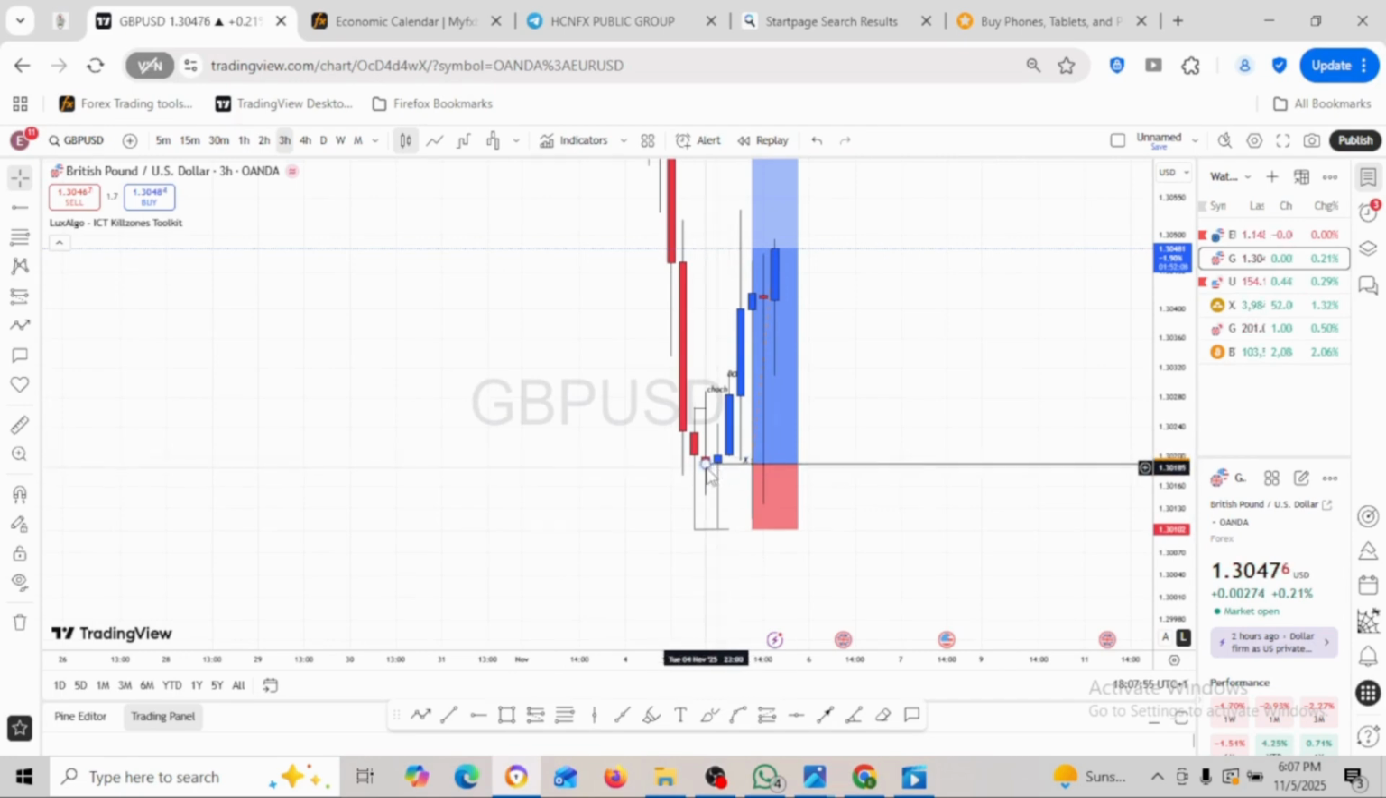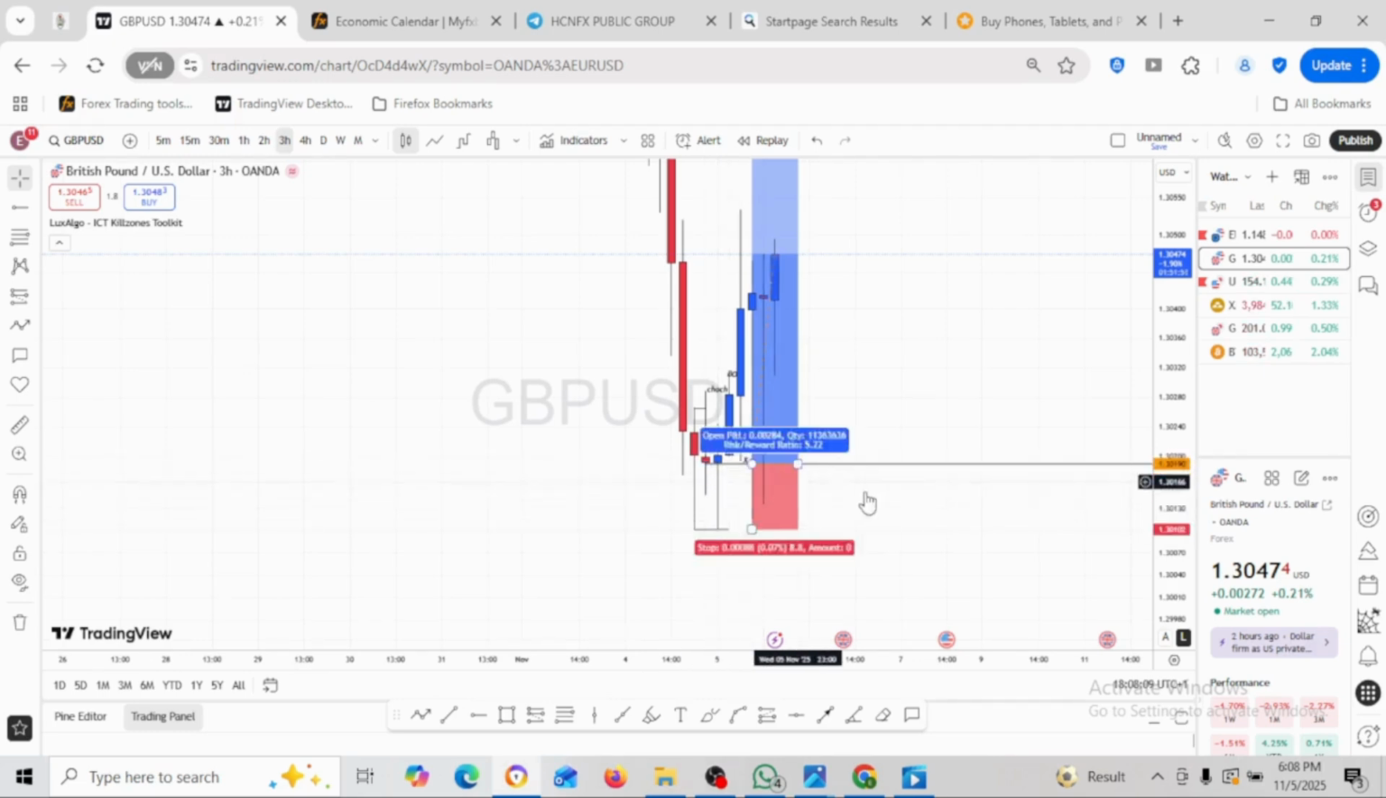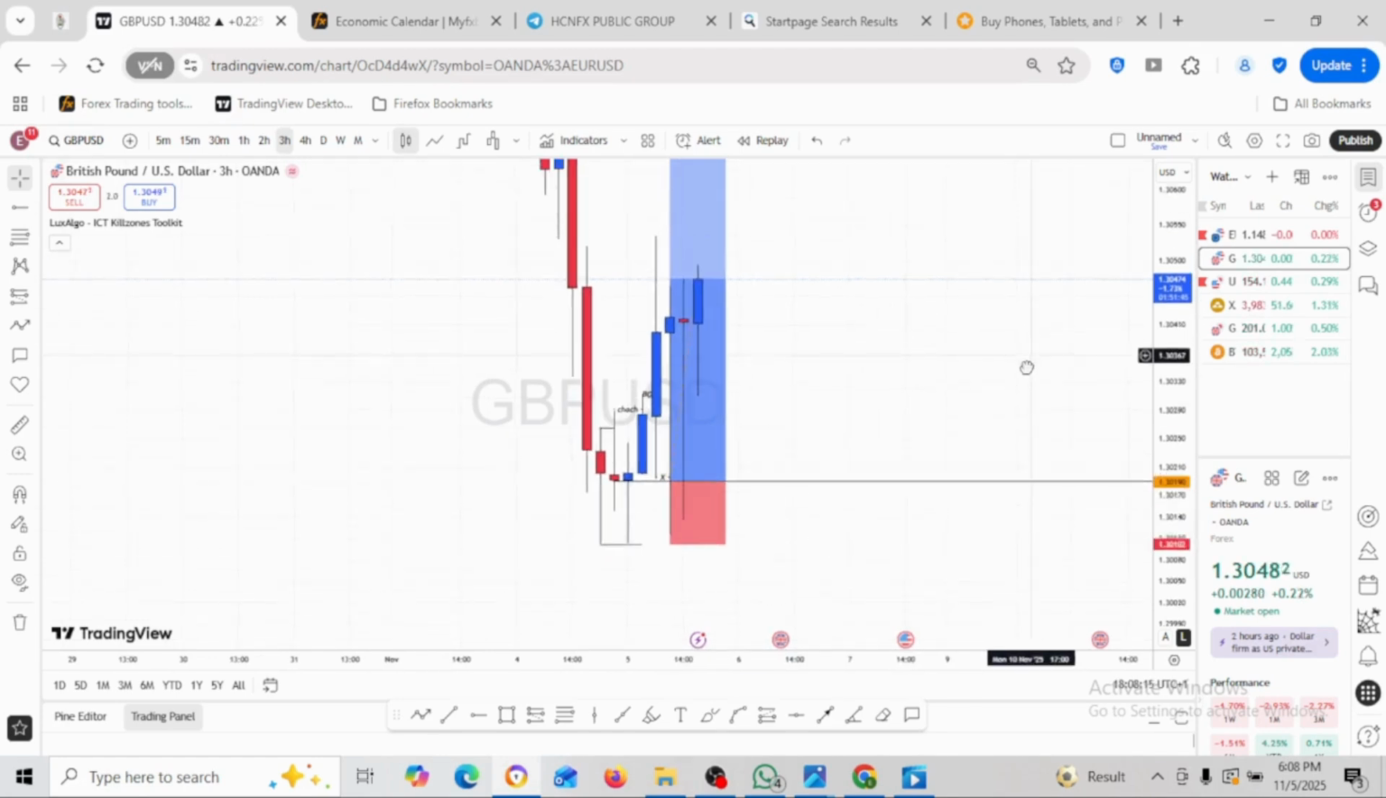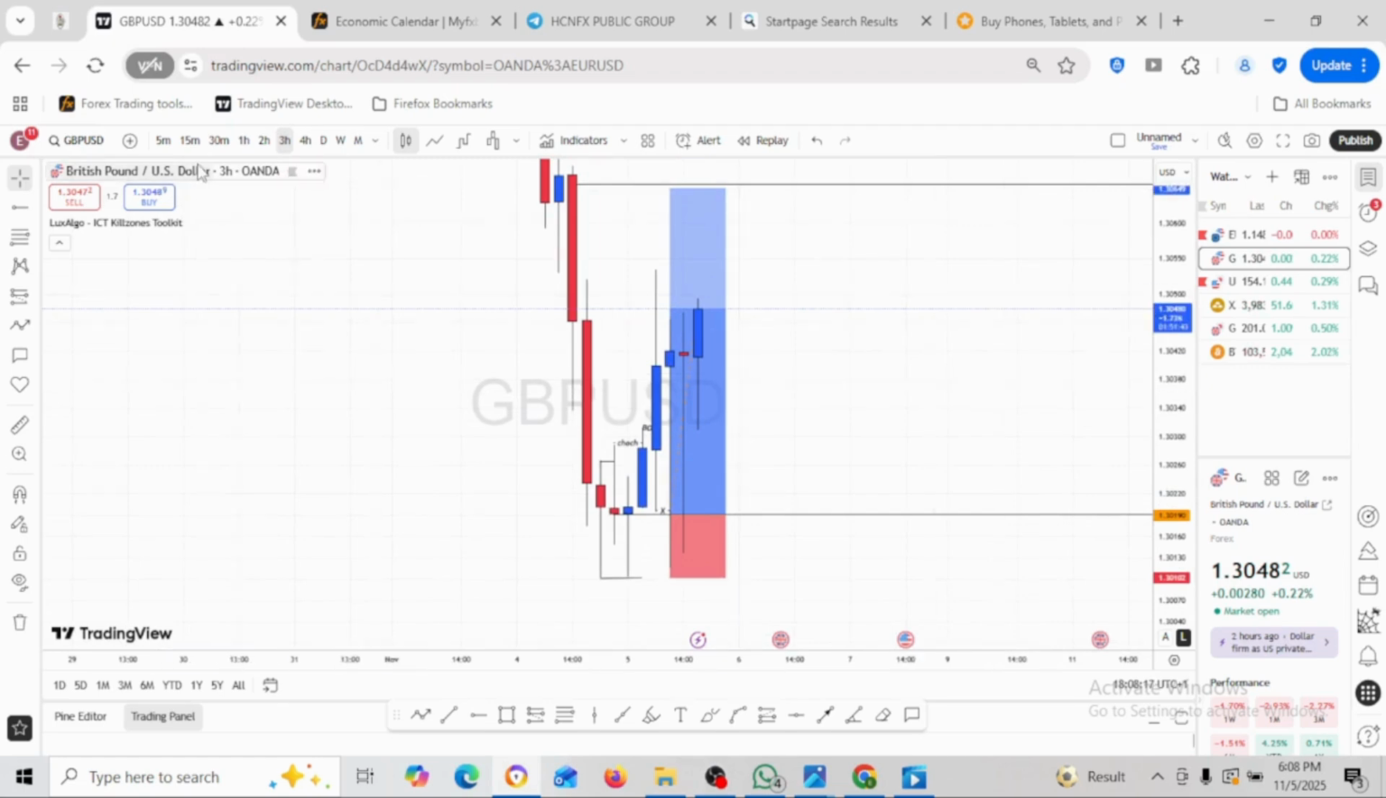I noticed there was a rejection block, and this was where the sellers' selling ended, and what? Buyers started entering. Buyers took the price from this level to this area. So this is where the buyers came into play. So that was where I set my entry from, and you can see it on my screen. You can see we are currently in profit.